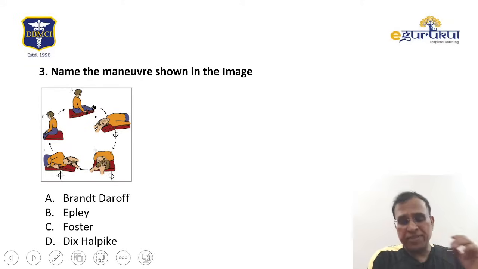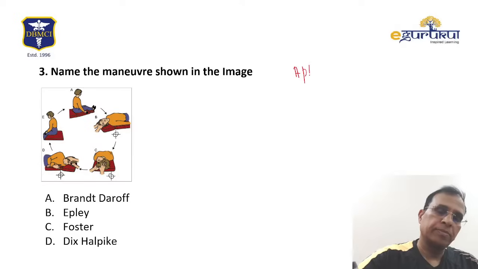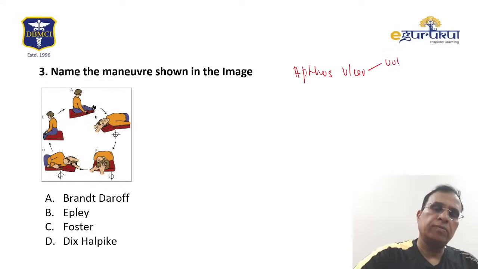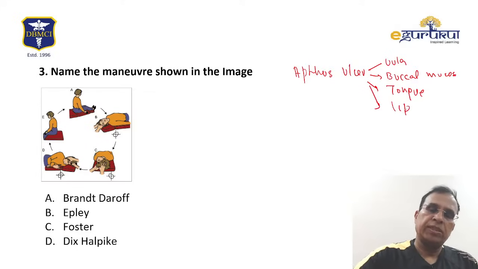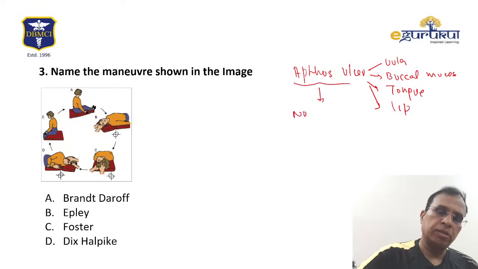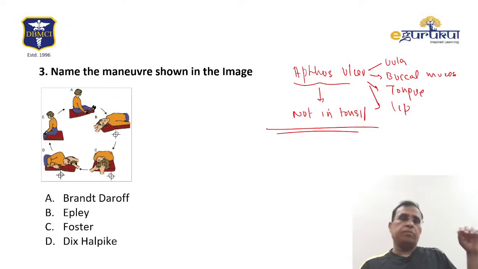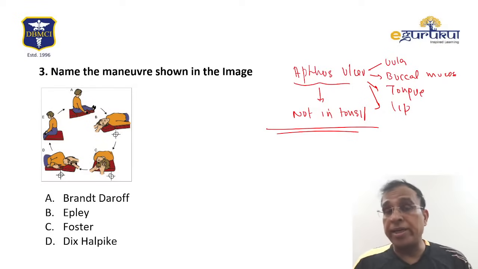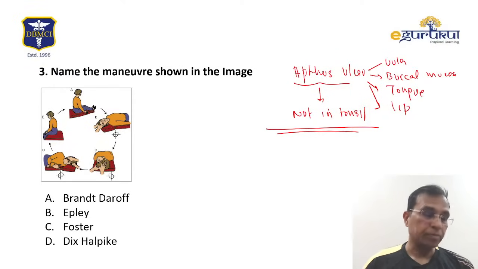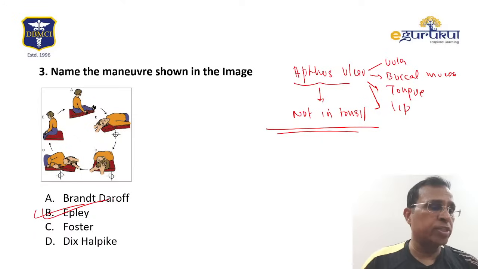Firoz Ali Khan is asking about aphthous ulcer. It is seen on the uvula, buccal mucosa, tongue, or lip. This is not in the tonsil. Aphthous ulcer cannot be seen in the tonsil. Firoz Ali was asking how aphthous ulcer looks different. One of the things is the tonsil cannot have an aphthous ulcer. So everybody has got it right. This is Epley's maneuver, straightforward Epley's maneuver.